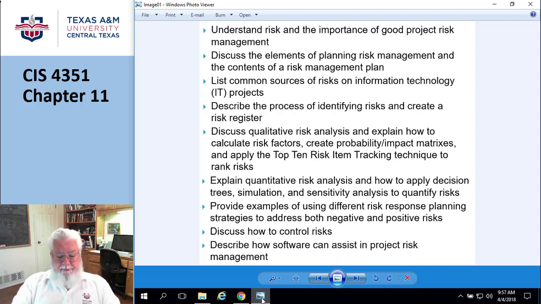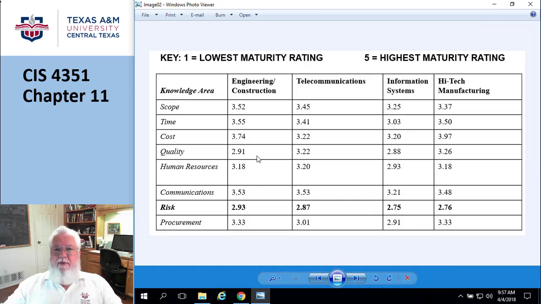Okay, let's continue. So risk management is a measure of the project's maturity. We've kind of seen this maturity model before, where companies can rate themselves on maturity. So here are industry types. Here's engineering and construction, and here's how well they actually do. For example, in engineering and construction, the lowest maturity rating is probably on the quality of their work. Risk, one of the many items here, is 2.9. That's not terrible.